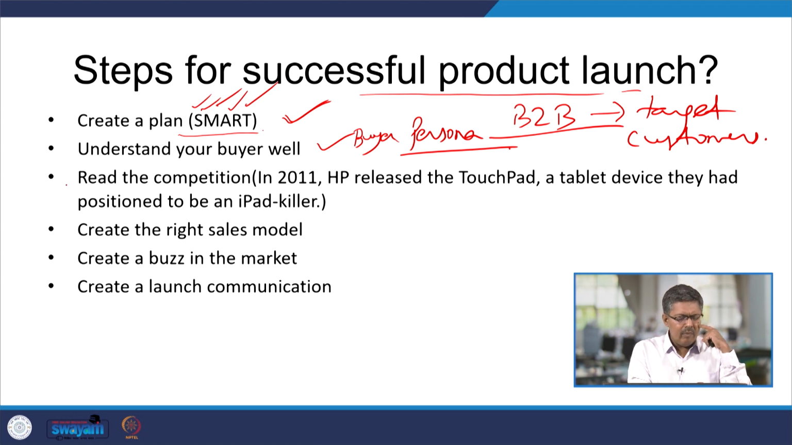The third point which I have mentioned is read the competition well. So, who are your competitors in the market? If you do not understand them well and you just want to launch your product, it will give you a complete shock. In 2011, HP released the touchpad, a tablet device which they had positioned to be an iPad killer. So, they wanted to reduce the Apple market, the Apple iPad, and they wanted to win over it.